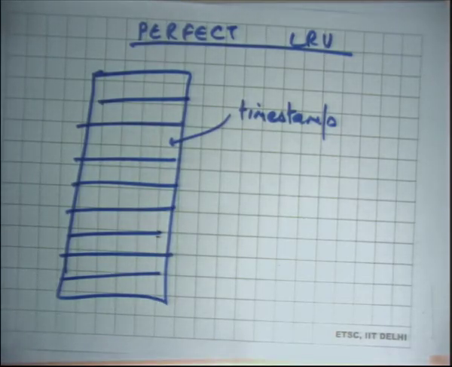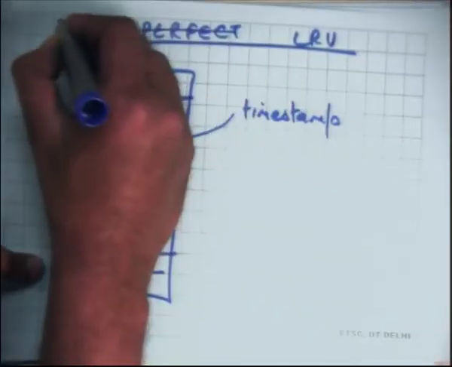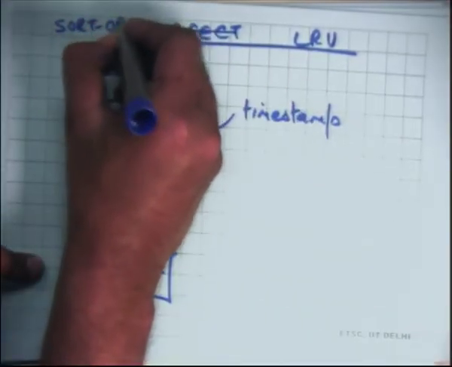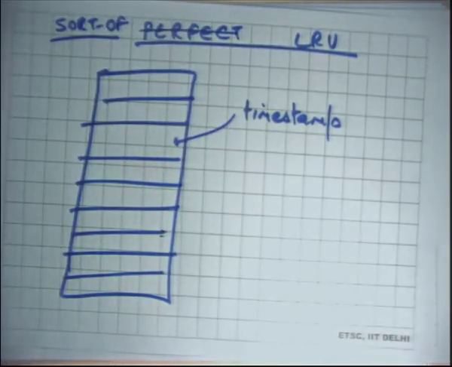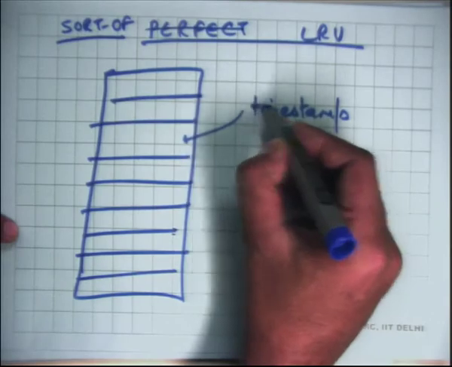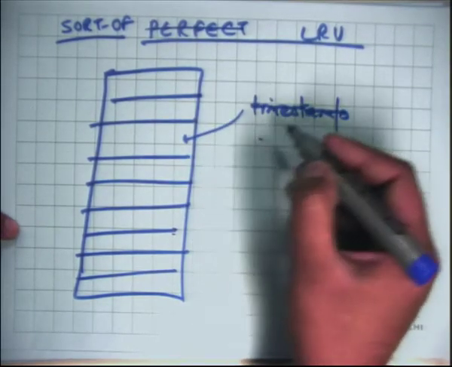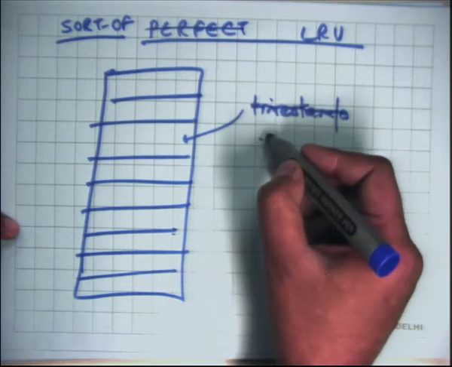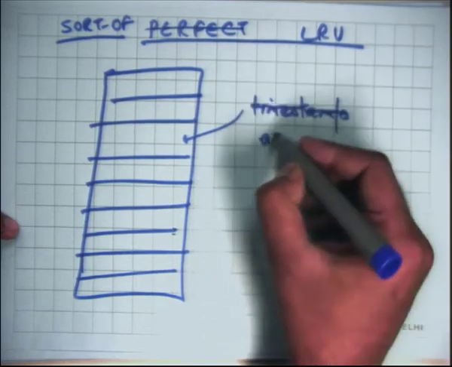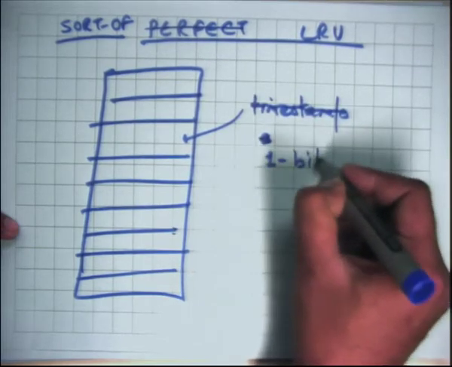So what's done is actually not perfect LRU, but sort of LRU. Sort of LRU basically says that, instead of putting a full timestamp on your page on your access, let's approximate the timestamp by some number of bits. So let's say I have a 1-bit timestamp.